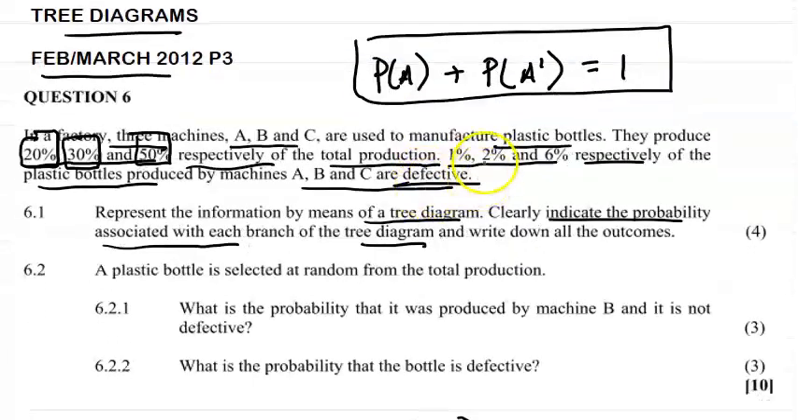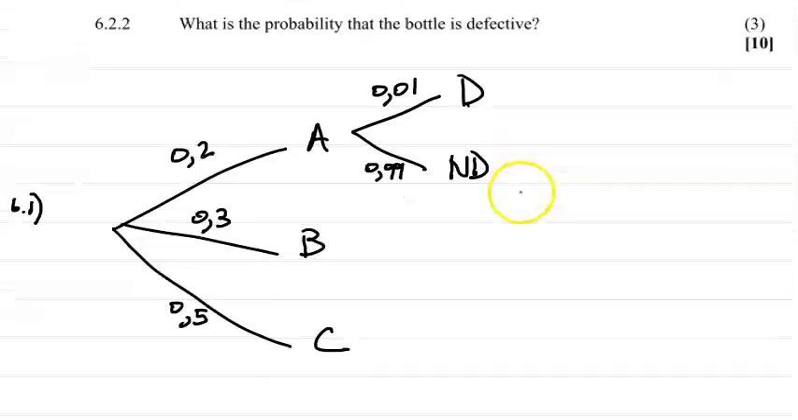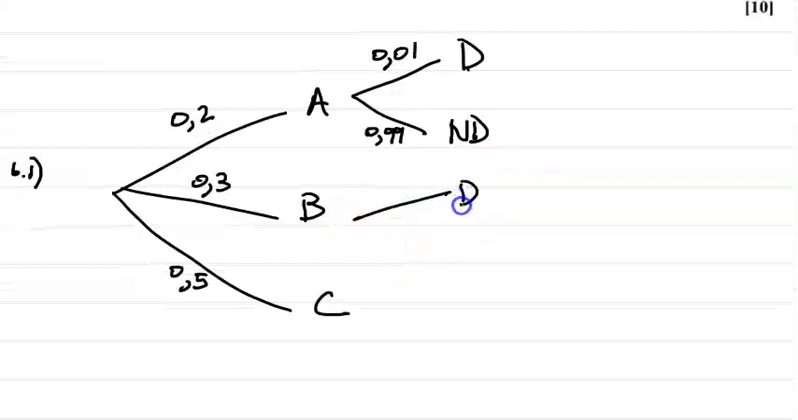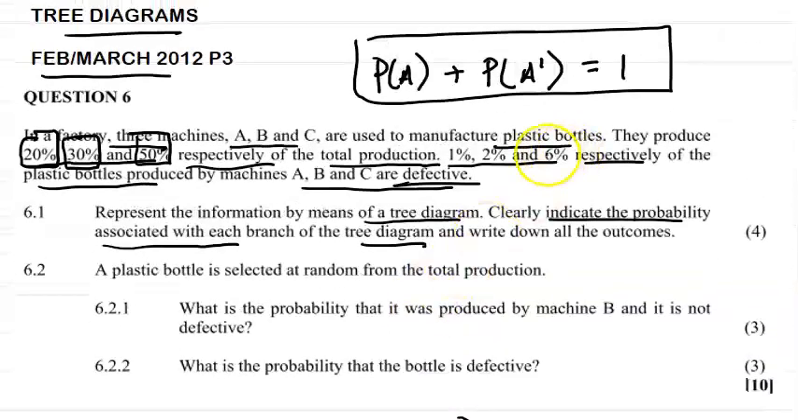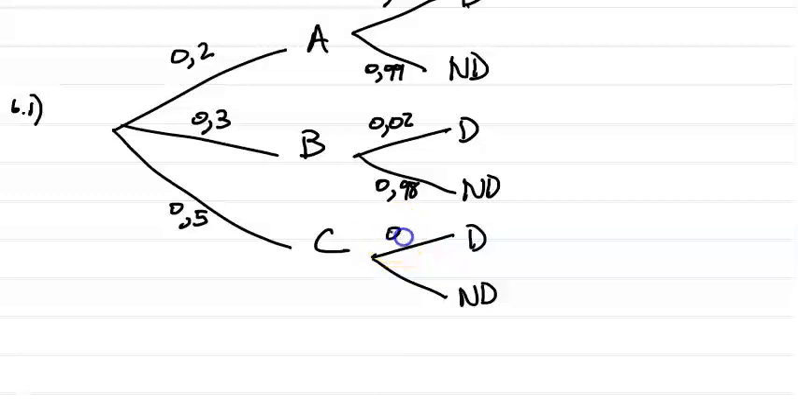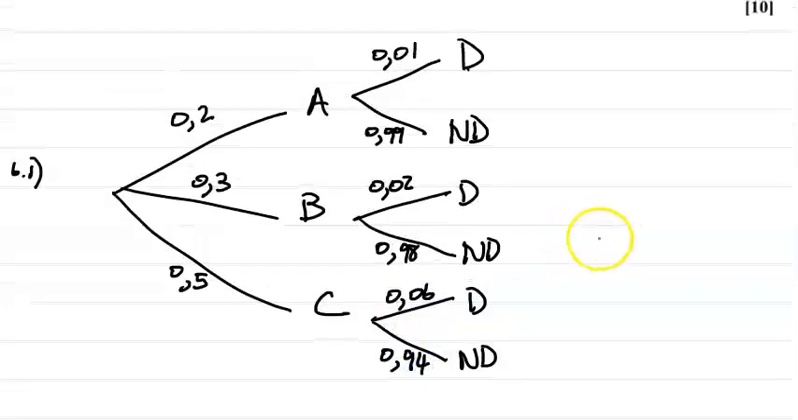Now for machine B, 2% is going to be defective. So therefore, defective will be 0.02, and not defective will be 0.98. 0.02 plus 0.98 is 1. And for machine C, once again we'll have defective and not defective. Defective is 6%, so that will be 0.06, and not defective will be 0.94. Now that is our tree diagram completed.